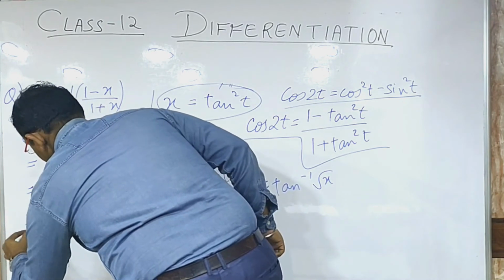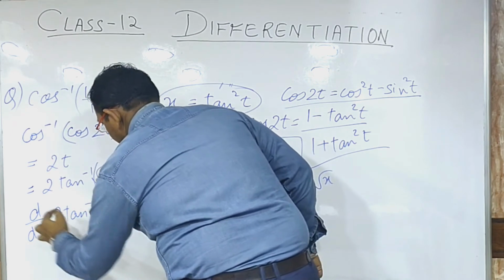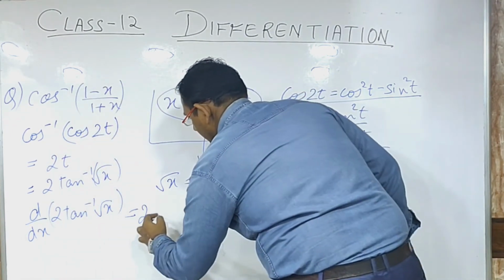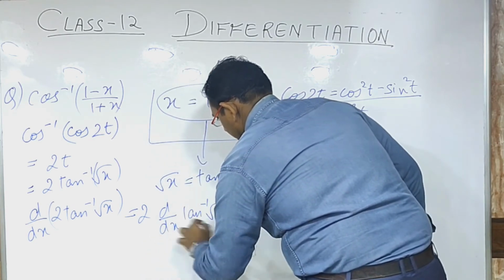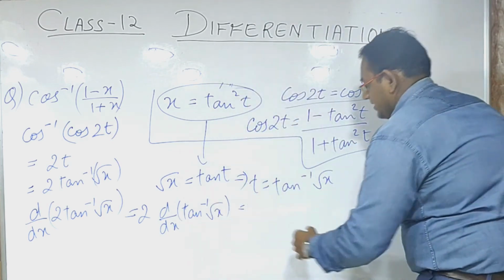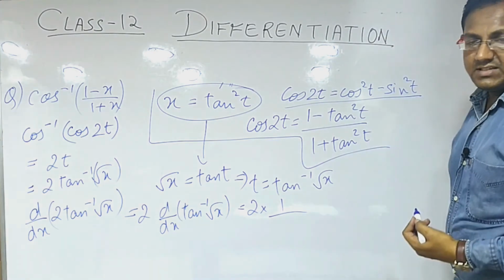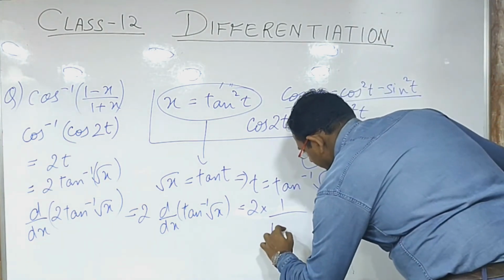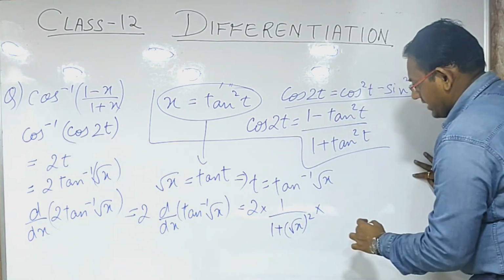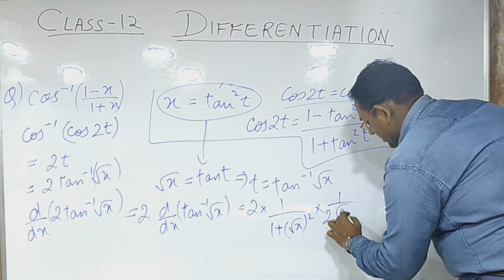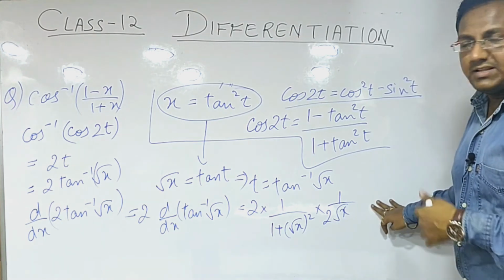So d dx of 2 tan inverse of root x will give you 2 outside, and then d dx of tan inverse root x. So this part is basically 2 into 1 by, now tan inverse x differentiation is 1 by 1 plus x square. So 1 by 1 plus root x whole square, and then we are going to differentiate root x, and the differentiation of root x is 1 by 2 root x. I have done this directly because we have already discussed this part in the previous lecture.